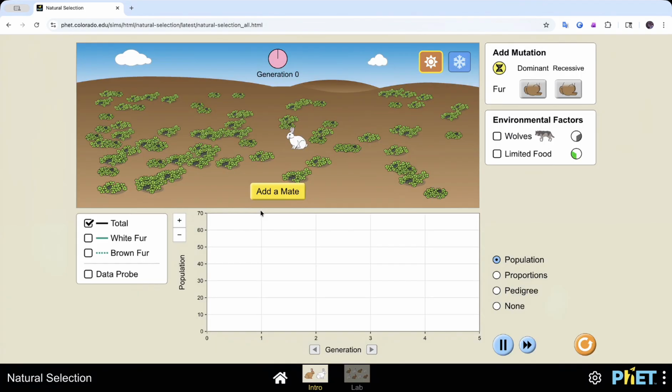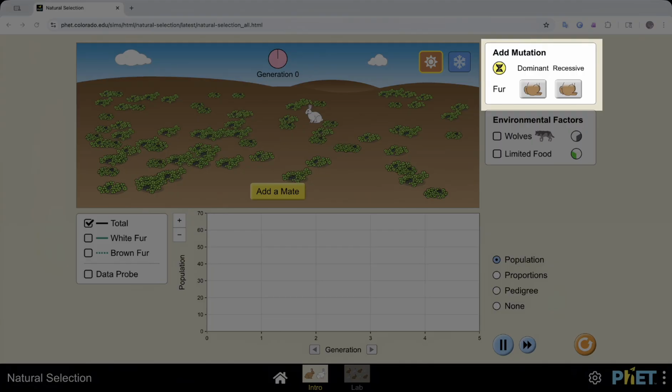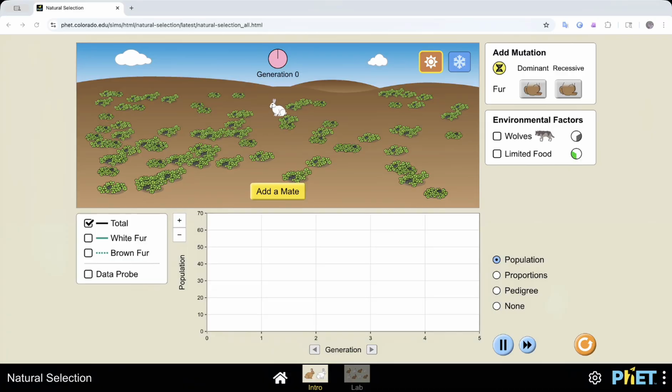Now, before we do anything else, this is really important. For this entire activity, we are leaving all mutations unselected. That means do not click on any of the fur color mutations. We want all of our bunnies to look the same, so we can focus on how the environment affects the population, not their traits. Now let me show you the two tools you will be using throughout every challenge.